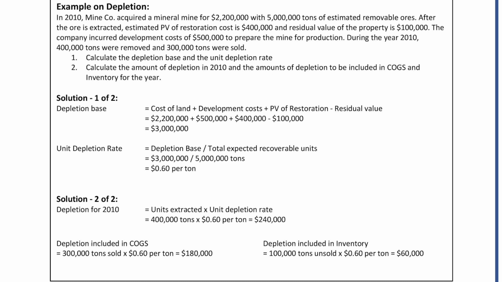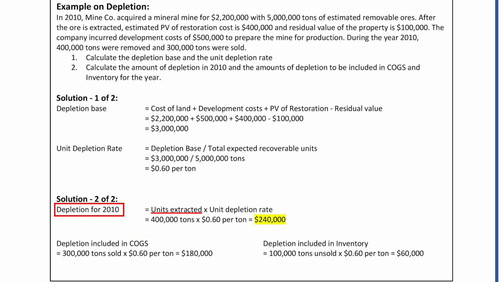Now the second part of the solution, put a box around depletion for 2010, and that equals underline units extracted multiplied by the unit depletion rate. So 400,000 tons of units extracted during 2010 is multiplied by 60 cents per ton, which calculates to highlight $240,000.